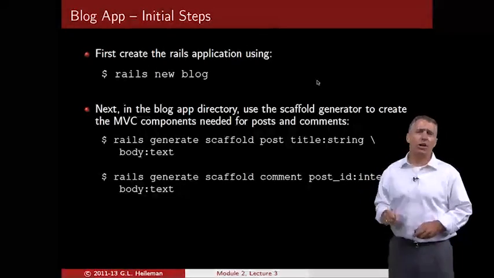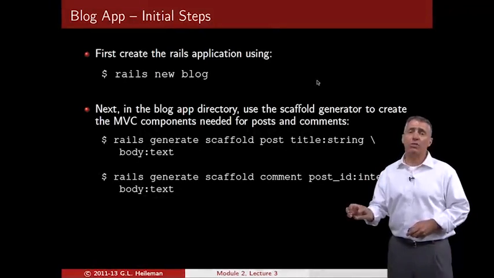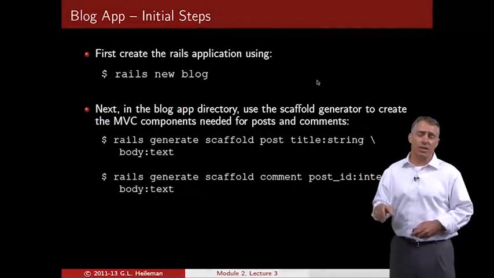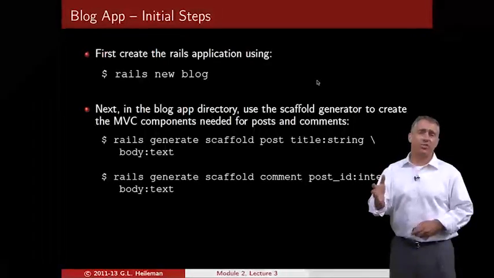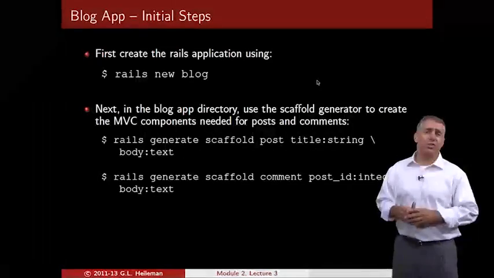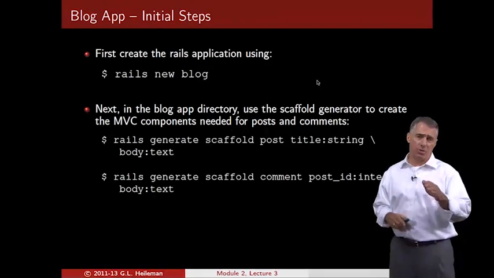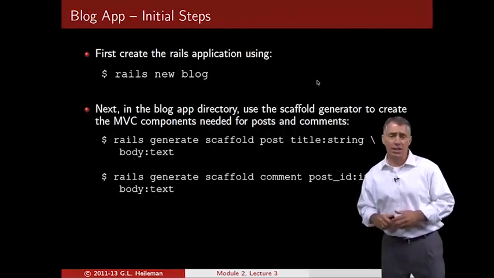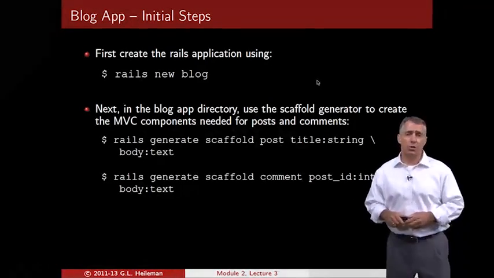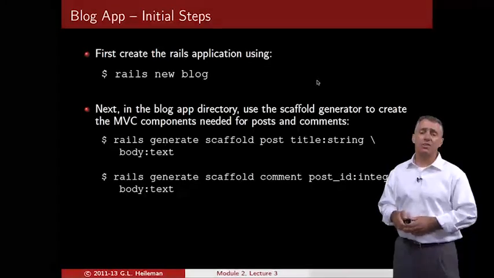And these are the two lines we're going to use to create the posts as well as the comments. The first line, rails generate scaffold post, title:string, there's a backslash there, and that's only because this would not fit on one line. And so this backslash is what you use in a Unix terminal in order to go to the next line, and then you hit return and that code will be executed.